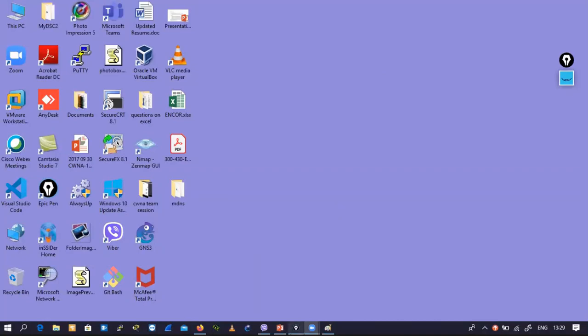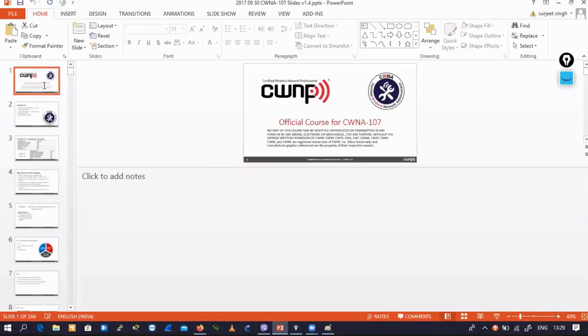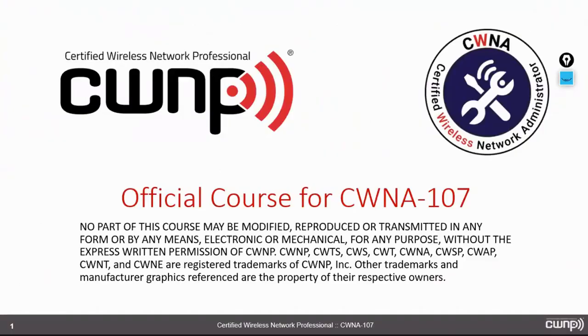Actually, let's talk about the CWNA. First of all, I would like to show you some PPTs here. This is your CWNA. Originally, you are looking at CWNP, but this whole PPT is about CWNA, which is Certified Wireless Network Administrator. If anyone wants to go into routing and switching, you have options, standard Koenig Solutions, yes.